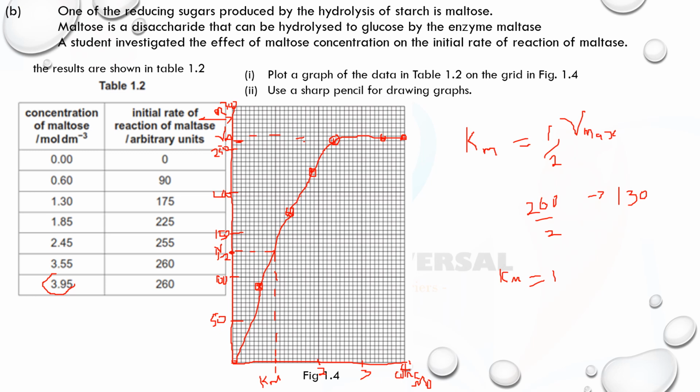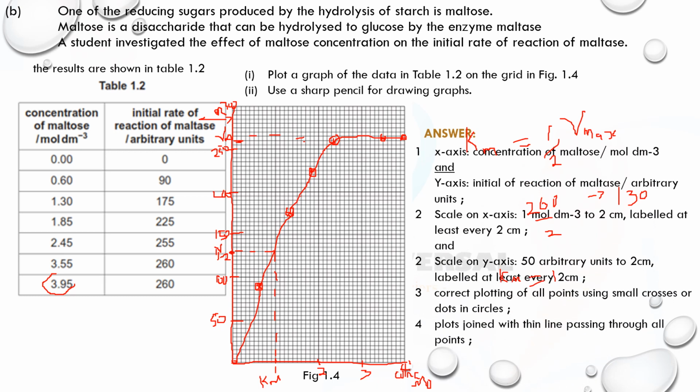Okay, so let's see what the mark scheme says. Look at it. The x-axis, concentration of maltose, should be here, and the y-axis, initial rate of reaction, should be here. That's 1 mark. For the scale of the x-axis, I told you 1 mole to 2 cm must be used, and for the other one, 50 arbitrary units to 2 cm. So that's another mark. Then correct plotting, 1 mark, and of course joining the plot, another mark.